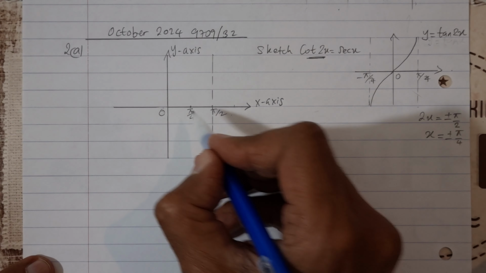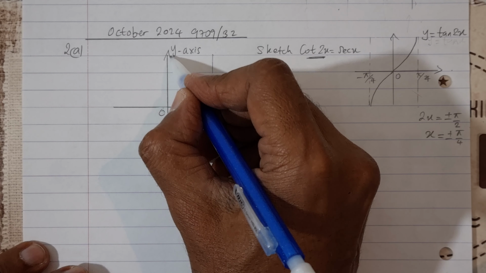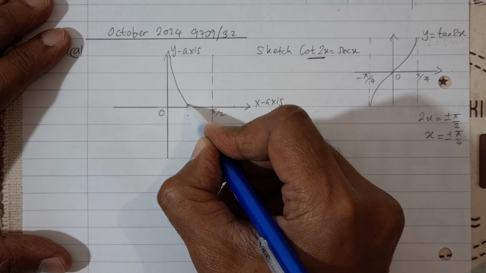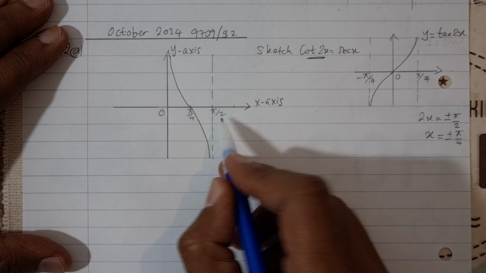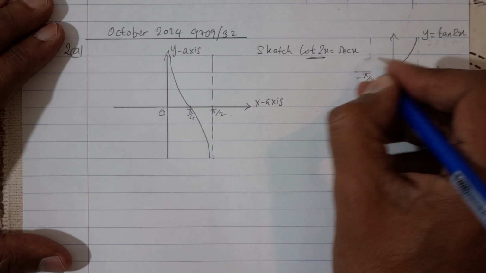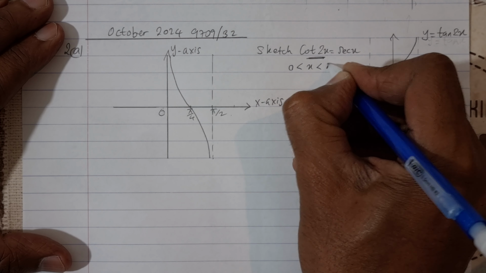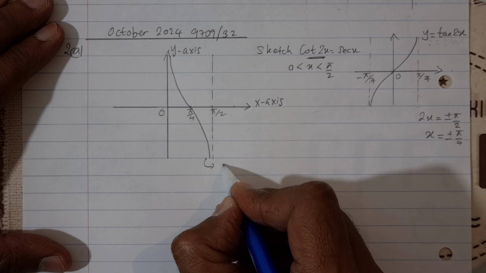So where it crosses the x-axis becomes the solution to this. So therefore, the graph is going to go something like this, going to end at pi upon 2. And in the question, we're supposed to sketch the graph for 0 less than x less than pi upon 2. So this is my y is equal to cot of 2x.